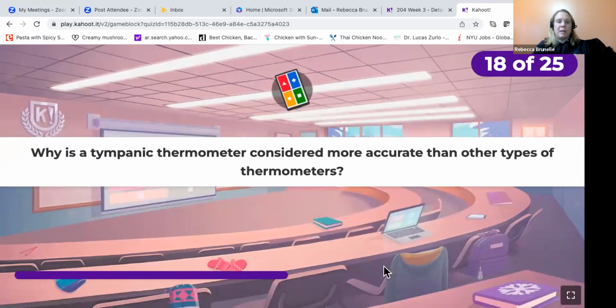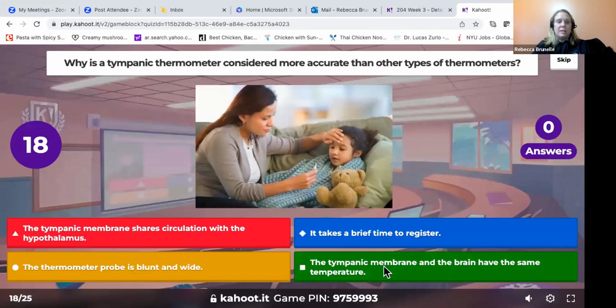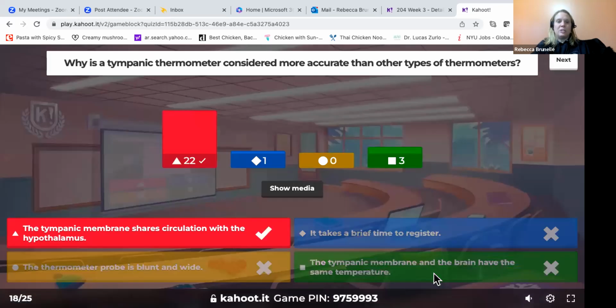So why is the tympanic thermometer considered more accurate than other types of thermometers? It shares circulation with the hypothalamus, the probe is blunt and wide, it takes a brief time to register, or it has the same temperature as the brain. All right, good job. Right, it shares the circulation with the hypothalamus.